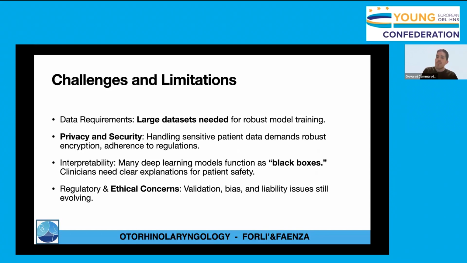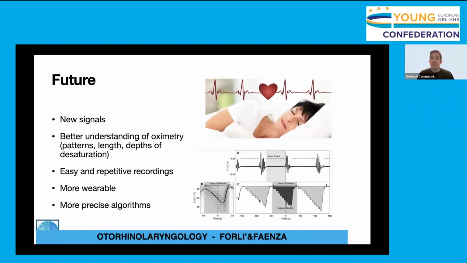What is the mechanism that brings some answers from machine learning and deep learning models is still debated by experts in informatics. There are ethical concerns about the use of these models without supervision of humans, but this is a problem applied to all the world of artificial intelligence at the moment. The future is for sure focused on detection of new signals. Who knows, maybe also a better understanding of oximetry.